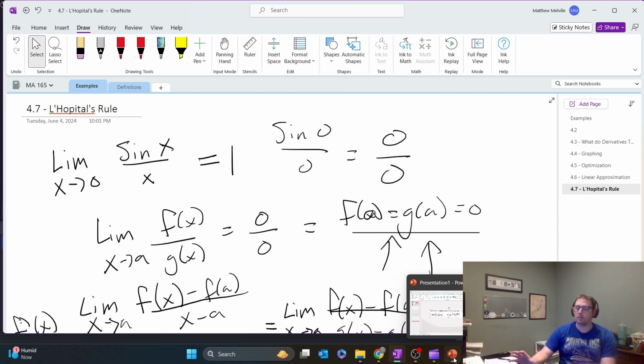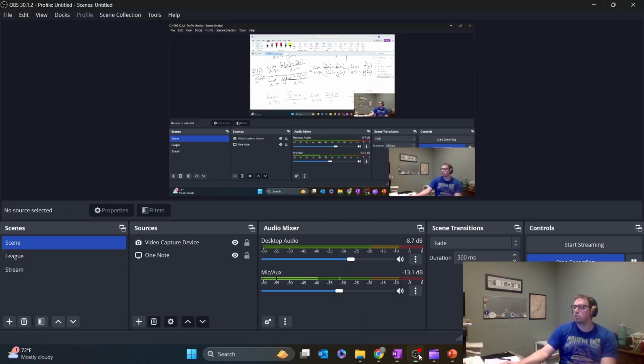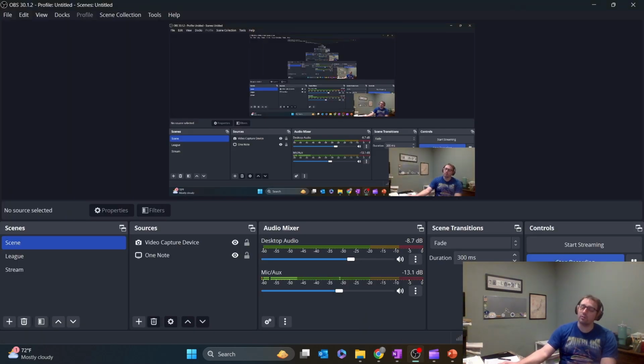You can use L'Hopital's rule more than once, meaning if I take the limit, I take the derivative, and I get 0 over 0 again, I can take the second derivative of each one until I get a number. And so L'Hopital's rule is great, and I'm sure you'll have a great time doing it too.